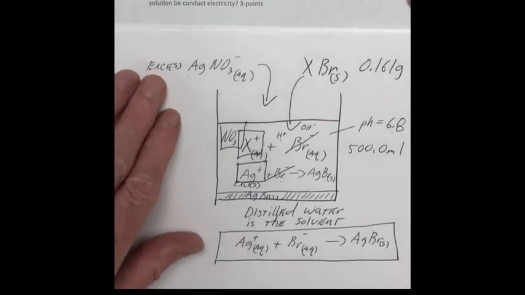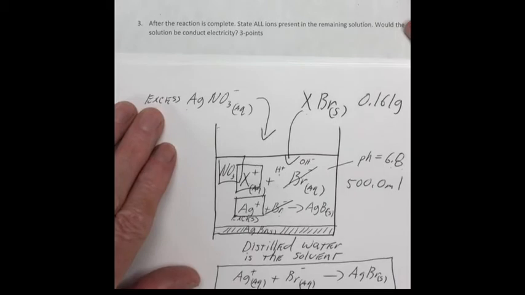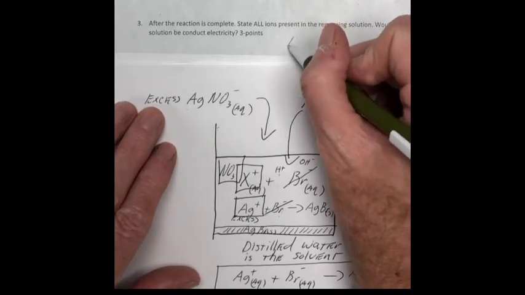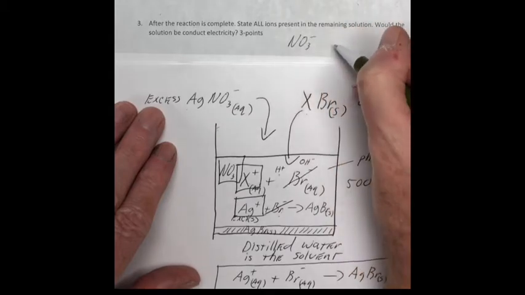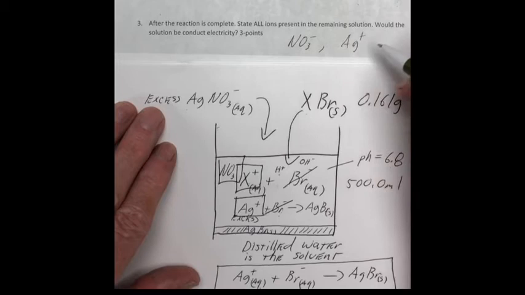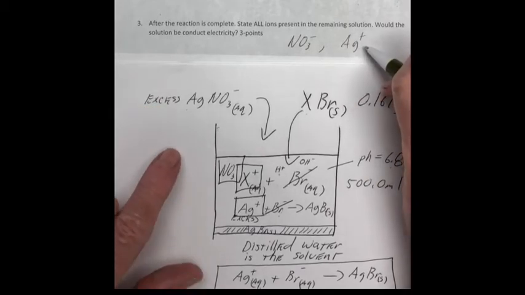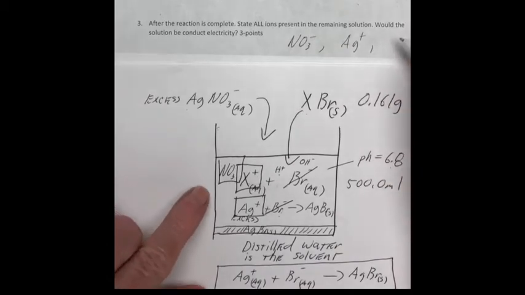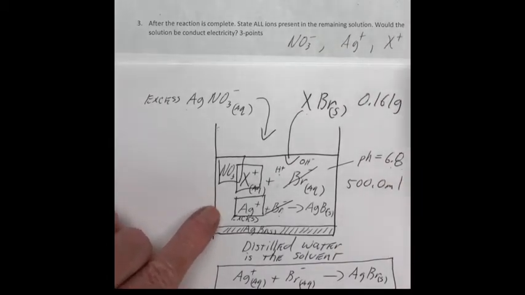So, definitely going to conduct electricity, and we can write these out now. NO3 minus, Ag positive, that's present because we had excess amounts of silver nitrate. But of course, we also have X positive. We also have small amounts of hydroxide and small amounts of H positive ions.